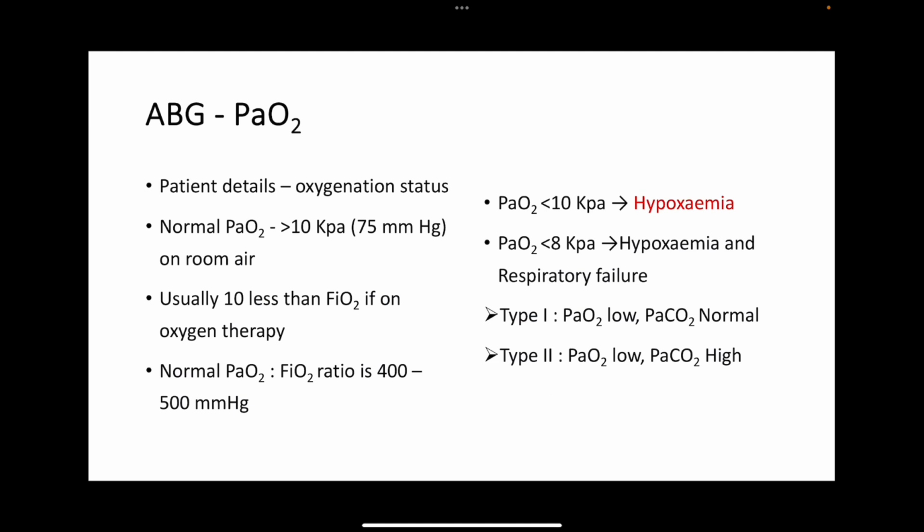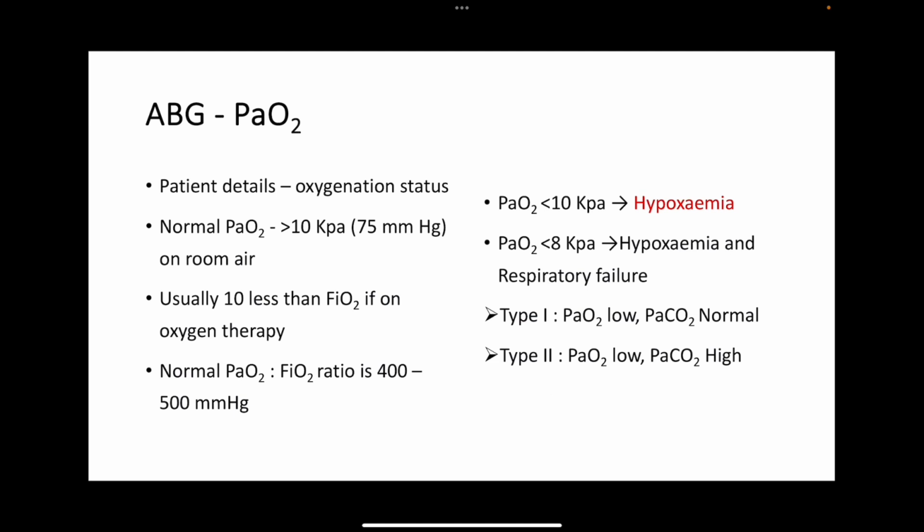The PaO2 to FiO2 ratio is also very important. Normally it is 400 to 500 millimeter of mercury. Less than 300 indicates mild respiratory failure, and less than 100 indicates severe. In terms of kilopascals, PaO2 less than 10 kilopascals indicates hypoxemia, while PaO2 of less than 8 kilopascals indicates hypoxemia and respiratory failure. Like we discussed before, type 1 respiratory failure, PaO2 is low and PaCO2 is normal. In type 2 respiratory failure, PaO2 is low and PaCO2 is high.